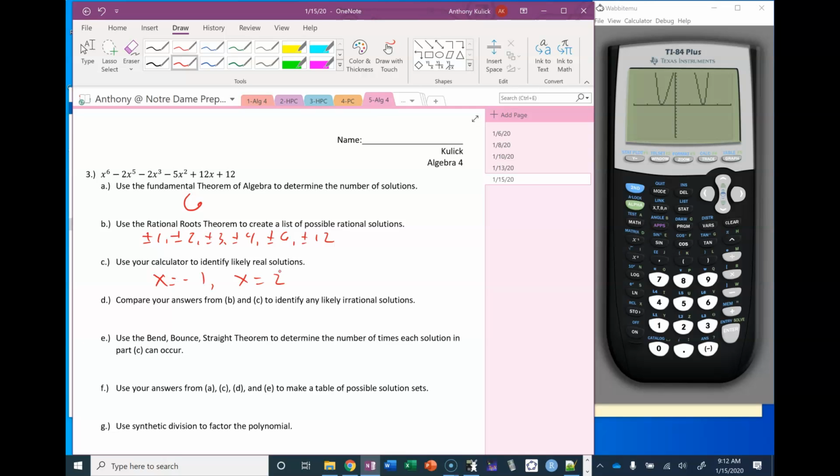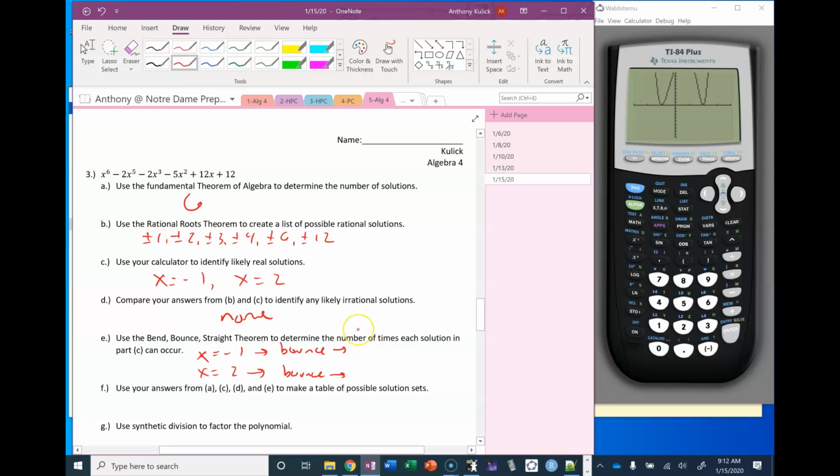To do part D, are there any irrational solutions here? No, right? I see both of those on my list, so there's nothing going on weird there. So if I use my bend bounce straight theorem, what kind of intersection are these? Are these bends, bounces, or straights? These are both bounces, right? Okay.